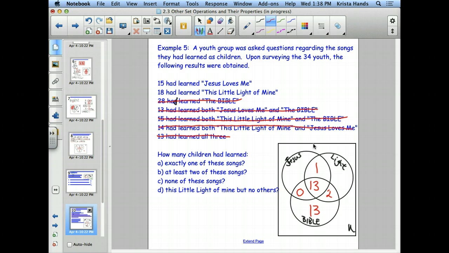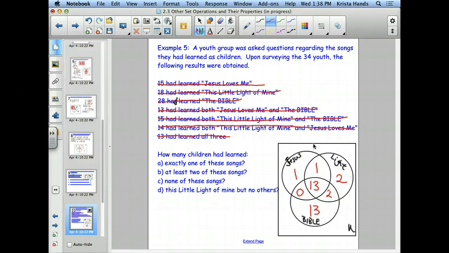18 had learned This Little Light of Mine. Where is that? Over here, right? So I've got 13, I've got 2, I've got 1 for a total of 16, and there's supposed to be 18, which means I'm missing 2. 2 on the outside. Good. The next one says 15 had learned Jesus Loves Me. I already have 13, 1, and 0 of those accounted for, which means I need 1 more on the outside circle.